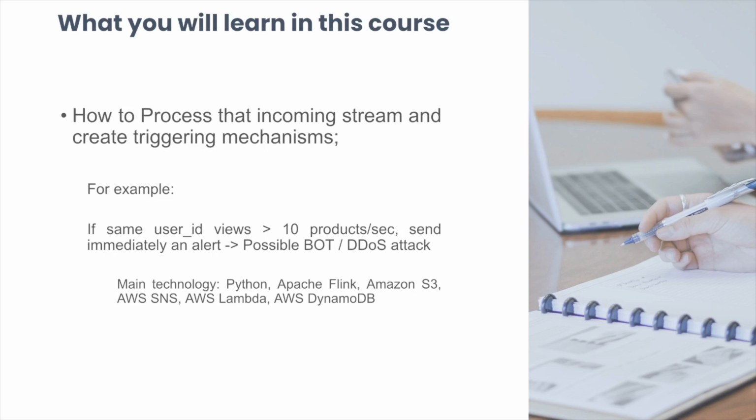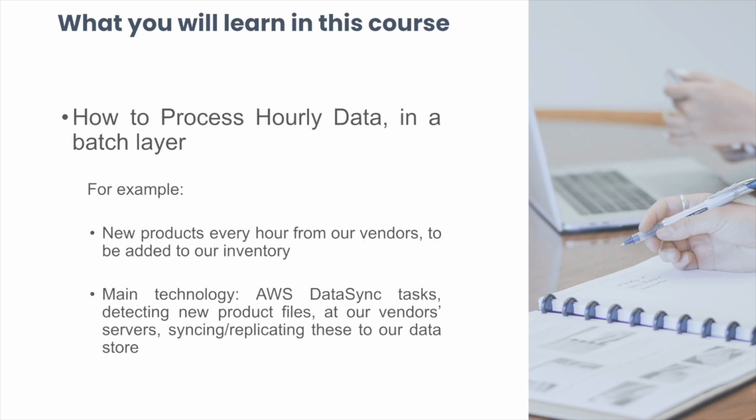Then we will also create some kind of event mechanism using AWS Lambda and AWS DynamoDB to store this near real-time data. Then we have how to process hourly data in the batch layer. The first two steps were more about processing near real-time data, but after we get the data, we need to make sure that we process this data for final analytics. So this is what we call the batch layer. We can process our data two times a day, three times a day, based on our requirements.